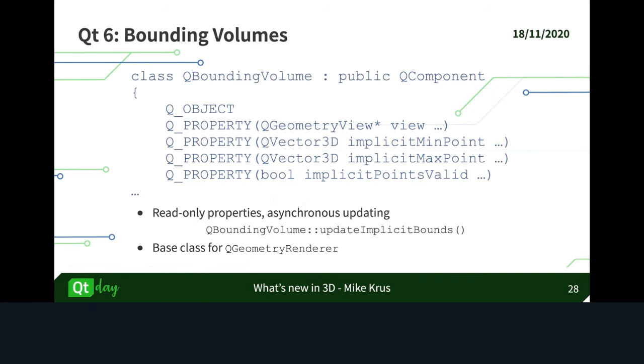If you can't wait for a frame, you can call QBoundingVolume updateImplicitBounds, which will calculate those values there and then. Of course, it will block the main thread while it's doing that.